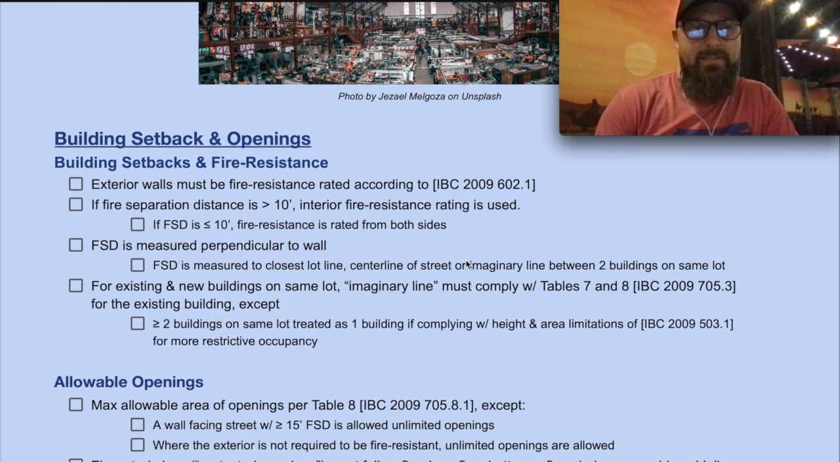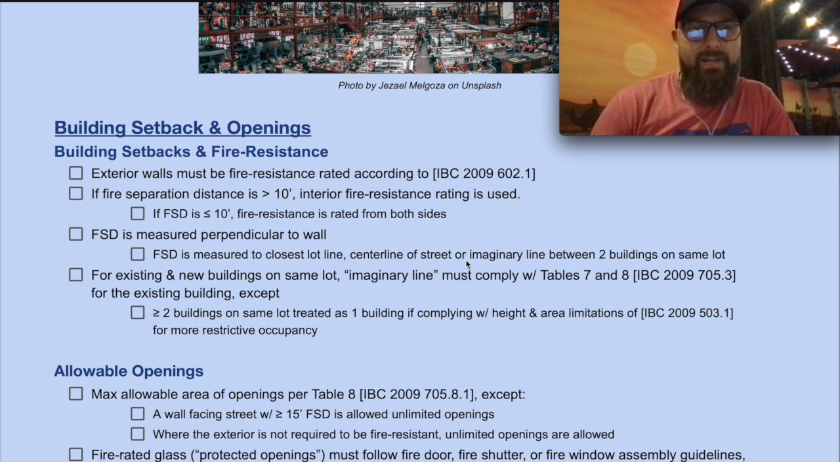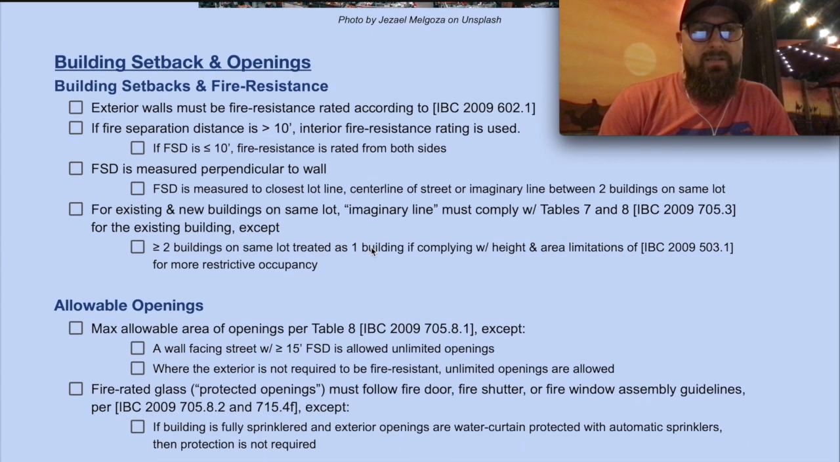The building setbacks and openings. When we're talking about fire resistance, the exterior walls must be fire resistance rated according to 602.1. If the fire separation distance is greater than 10 feet, the interior fire resistance rating is used, and if it is not, you rate it from both sides. The fire separation distance is measured perpendicular to the wall.